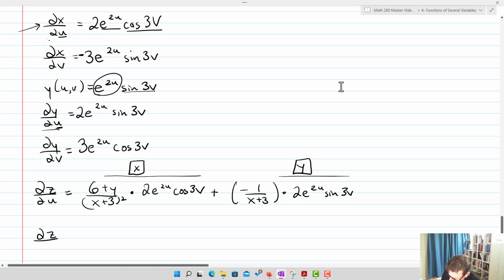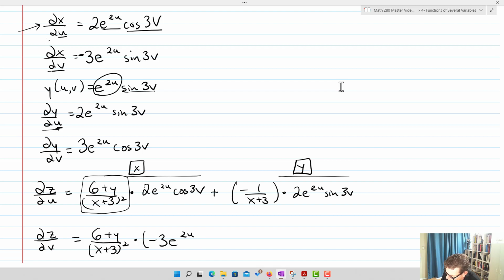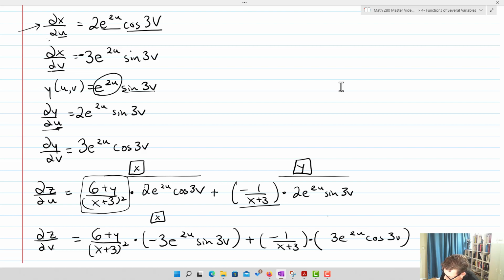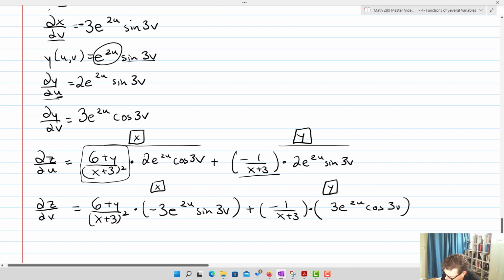So now partial of z with respect to v is going to equal, we'll start out with the partial of f with respect to x, so that's 6 plus y over x plus 3 squared, times, now we need the partial of x with respect to v, so times negative 3e to the 2u sine 3v, plus the second part, negative 1 over x plus 3, times 3e to the 2u cosine 3v. Okay, here's our x's grouped together, here's our y's grouped together, and these are all v's now.